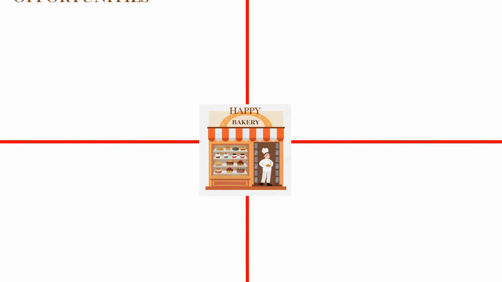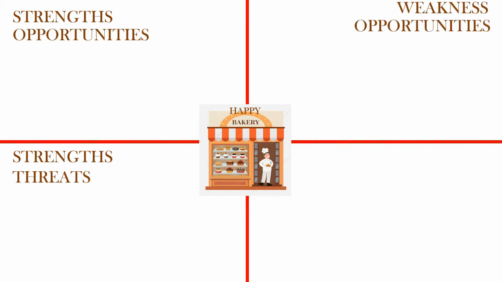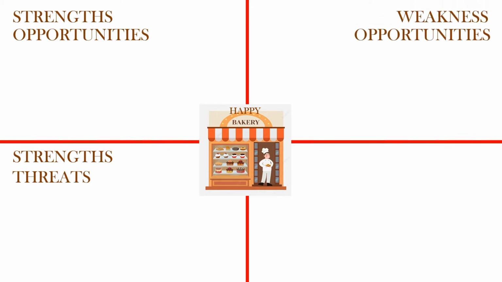So how do you do that? First, you combine your strengths and your opportunities. You look at those. You then look at your strengths and your threats. You then look into your weaknesses and your opportunities. And then lastly, you look into your weaknesses and your threats. So you combine these areas together, and then from there, you come up with an idea. You come up with a strategy.